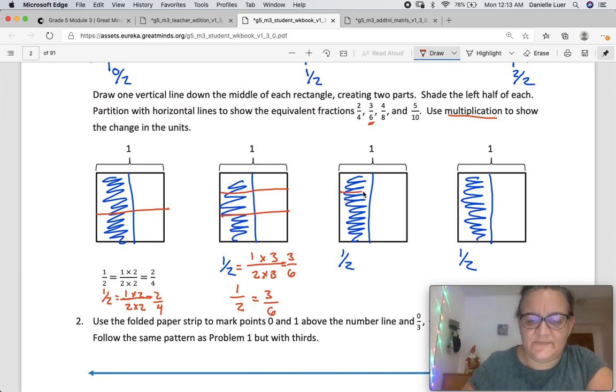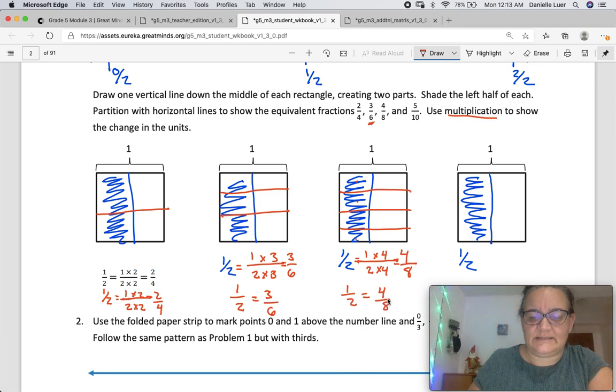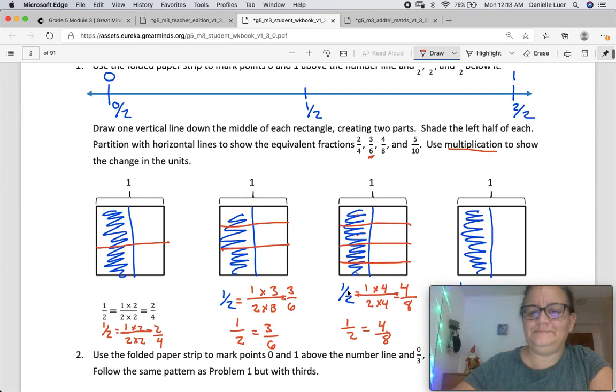Let's see if we can do it with 4/8. Now I'm going to divide this into 4. 1, 2, 3, 4. That would be 1, 2, 3, 4 colored boxes out of 8 boxes total. How did I do that mathematically? 1/2 times 4 over 4, multiplied by the top and the bottom, and I get 1/2 equals 4/8. These are equivalent fractions.